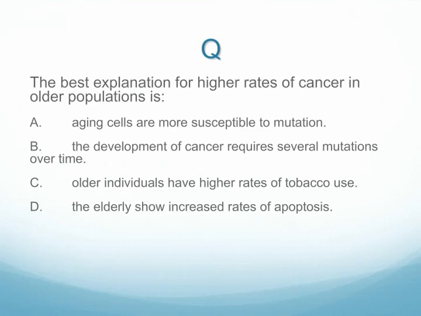So the best explanation for higher rates of cancer in older populations is A, aging cells are more susceptible to mutation, B, the development of cancer requires several mutations over time, C, older individuals have higher rates of tobacco use, or D, the elderly show increased rates of apoptosis. Our correct answer is, of course, letter B, the development of cancer requires several mutations over time, and that's the best explanation for higher rates of cancer in the older population.